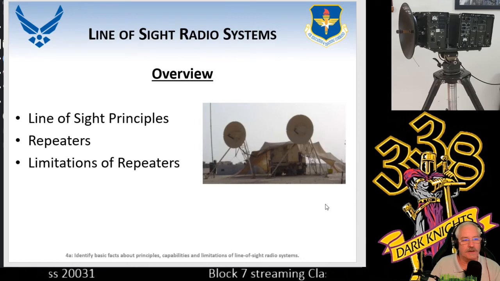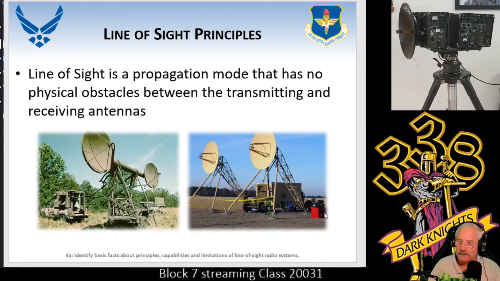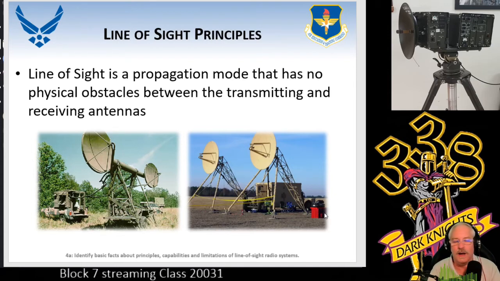So we're going to look at line of sight principles, repeaters, and limitations of repeaters. This is a definition that pretty much resembles the one from block 4. But the key part here is if you can't see the antenna optically at the distant end, you have a very good chance of not being able to communicate with them.